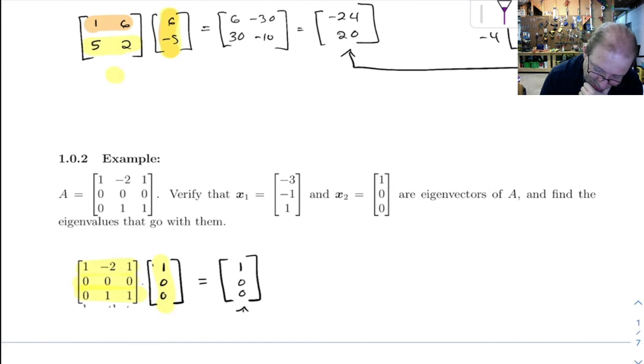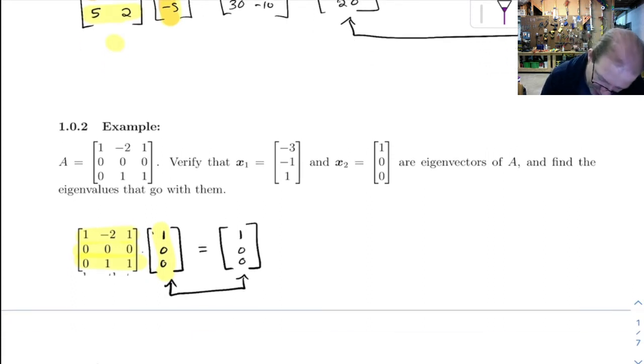Now we're saying, is this a multiple of this? Yes. So this is an eigenvector, and the eigenvalue that goes with it is 1, because multiplying that matrix times this is equivalent to multiplying this times 1.